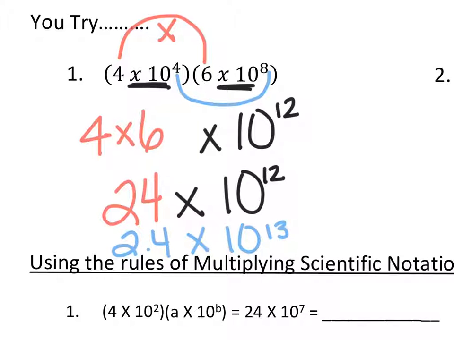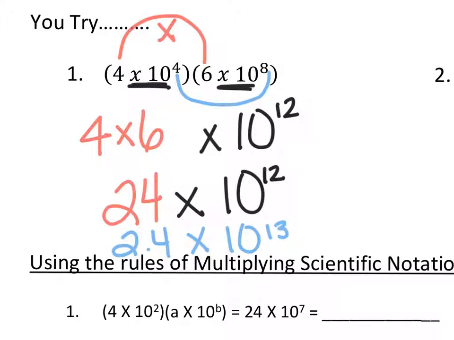Both of these answers, the 24 times 10 to the 12th and 2.4 times 10 to the 13th, they both represent the same number, okay? If I were to expand both of these, and give myself those 12 zeros, again, terrible, no one wants to do that, I would end up with the same number if I were to do it this way, okay?